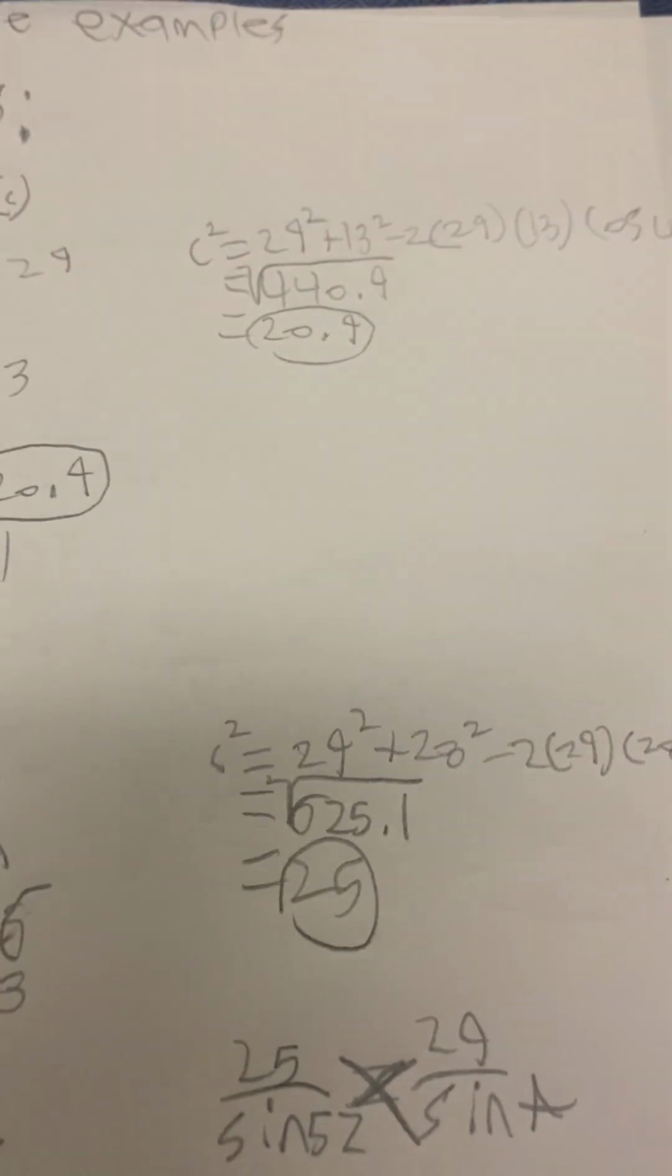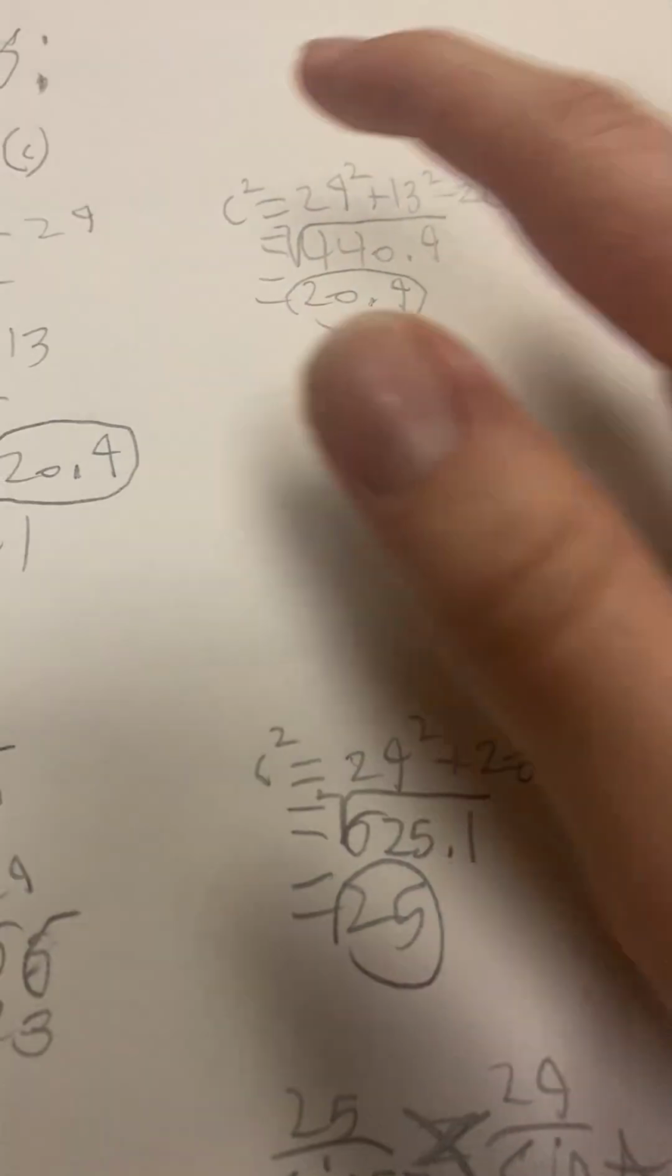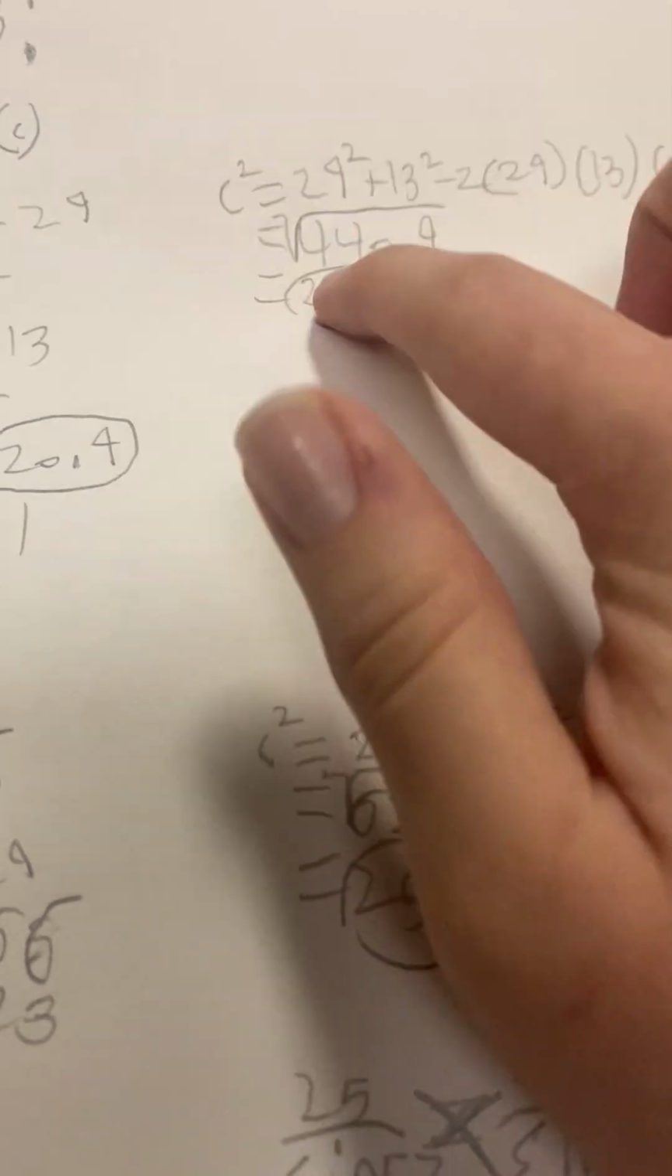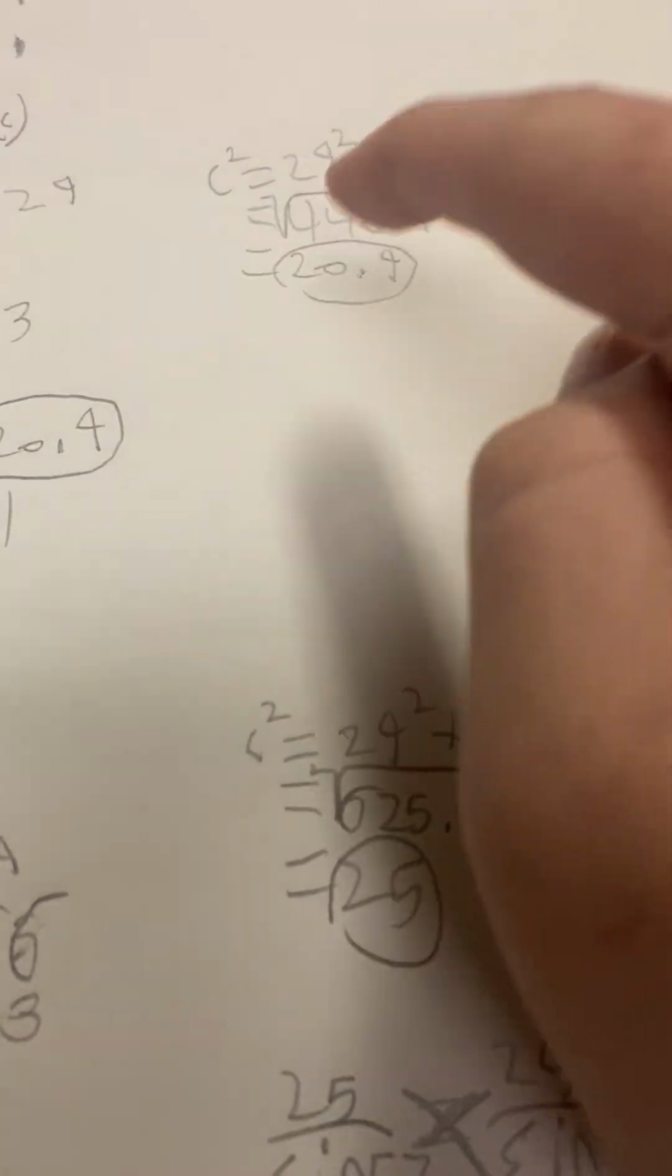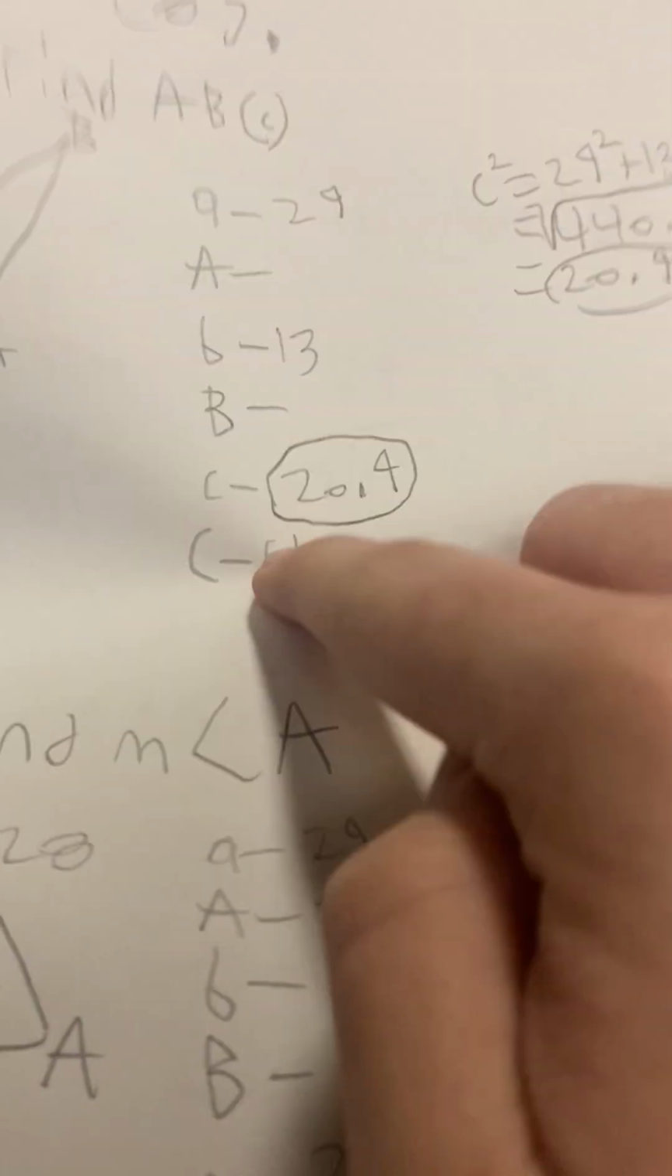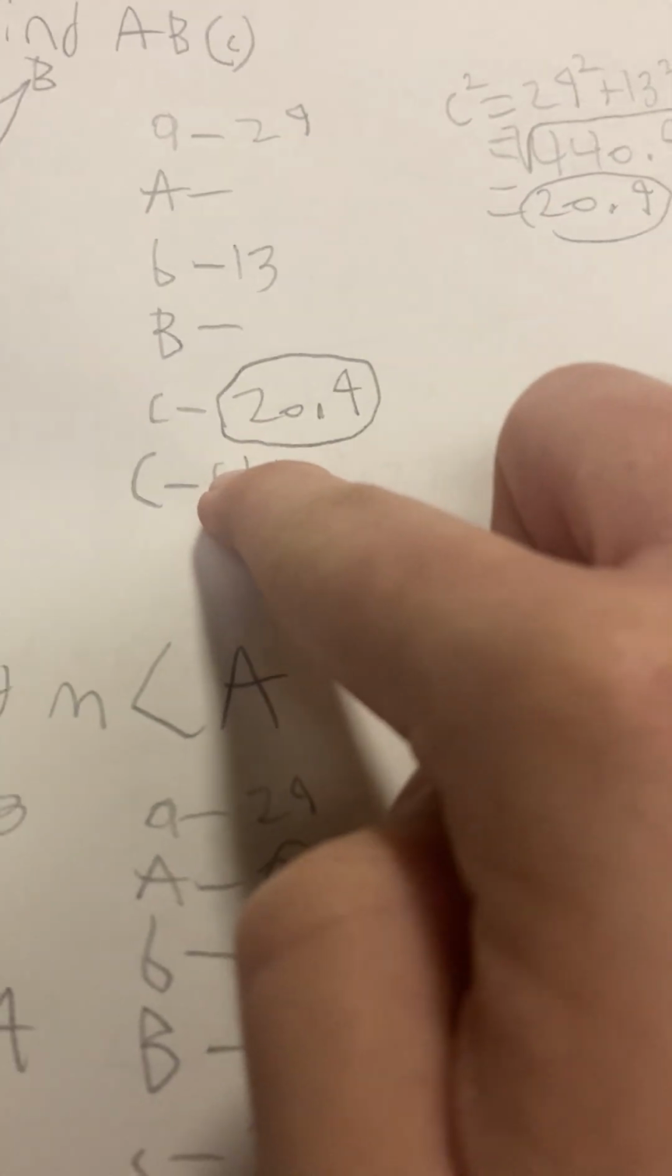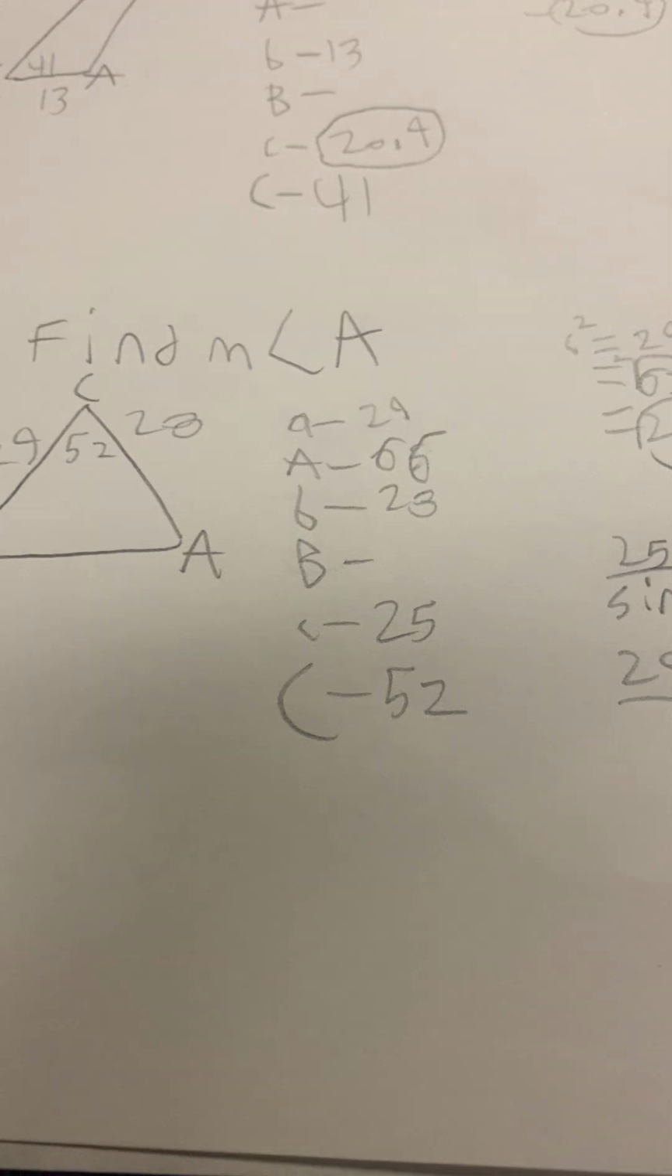Then, once you're doing something like this, where you're finding the side, you're going to take the square root of your result, which happens to be 20.9. 20.9 is your answer to find little c. Next example, we'll go a little bit faster through these.